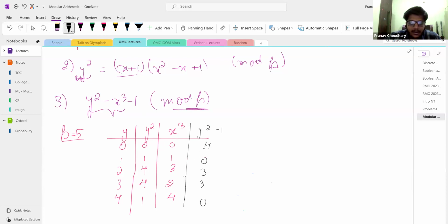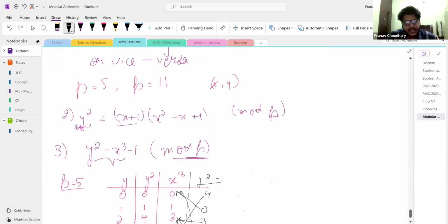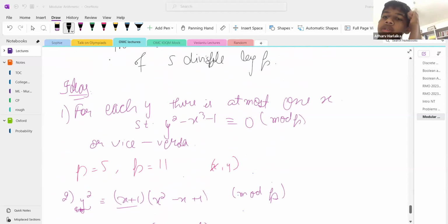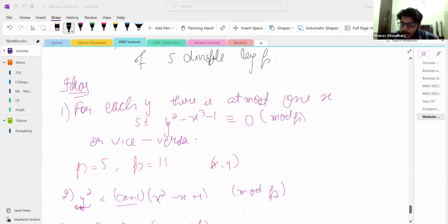For each y square minus 1, this is my solution. For this, my solution is this. For this, it's this and it's this. So every y square minus 1 gives exactly one solution. It's sort of like what was said in the starting. So that's the solution I got for each p.